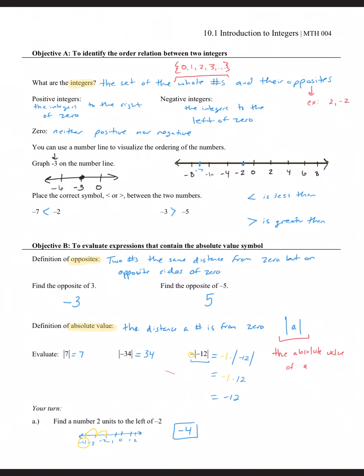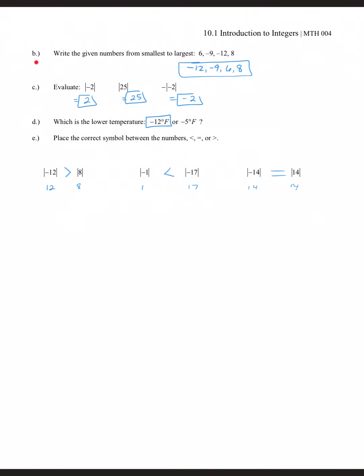Okay, so your turn A. Find a number 2 units to the left of -2. I sketched out a number line here just so I could visualize it. -2 is right here, so a number 2 units to the left of it would leave us with -4. Next page. Letter B, write the given numbers from smallest to largest. We'd have -12, -9, 6, and 8.